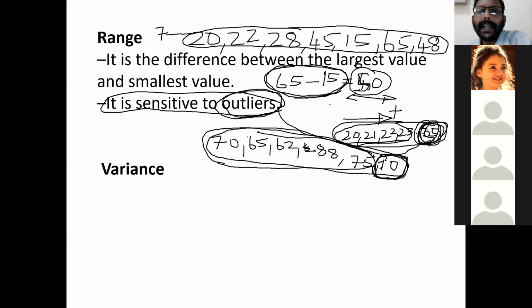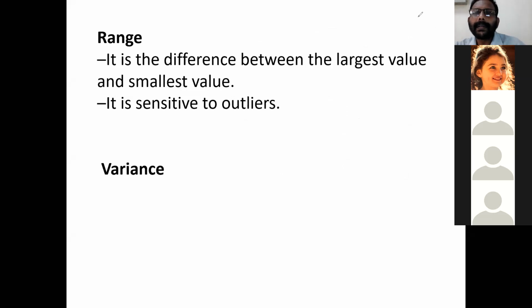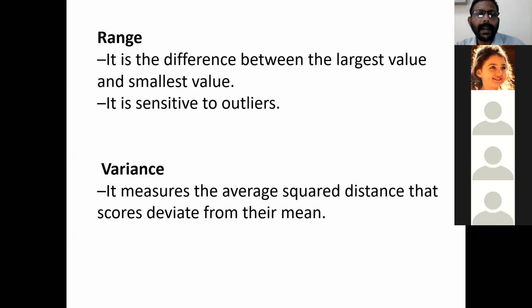In the range, we are talking about the largest value and the smallest value. Whichever way, whether it is a positive outlier or a negative outlier, it will influence the value of the range. Therefore, we could say this is sensitive to outliers, right? Is it clear? The range is sensitive to outliers. Right. Now let's look at any questions on range.